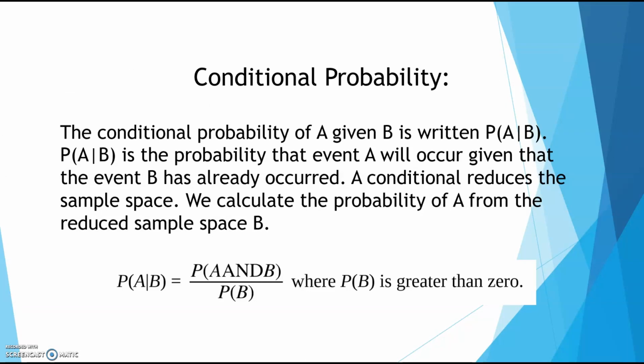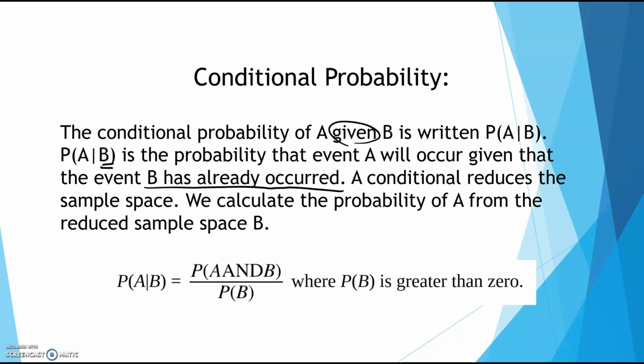Okay, now conditional probability is just how it sounds. There's a condition to the probability. So the conditional probability of A given B, and you can write this given with this line right here. That's what it means. A given B is written probability of A given B. So what this says is the probability that event A will occur given that B has already occurred. So this second one here, this has to happen first, and then you can go back and look at the probability of A.